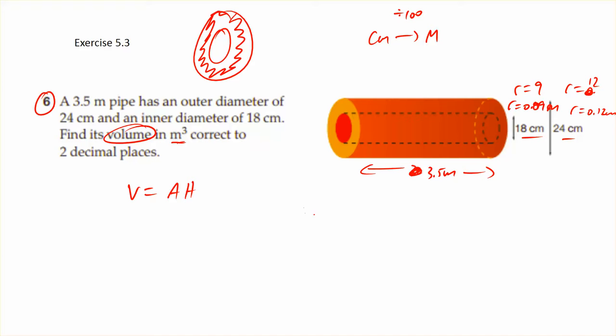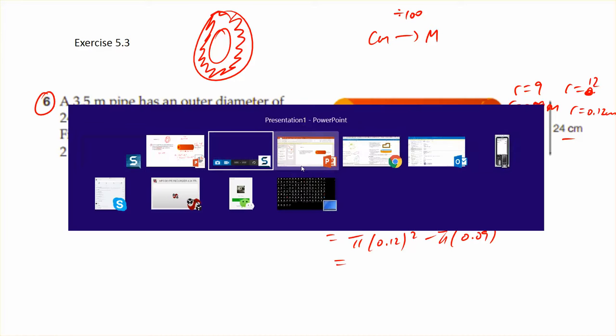Okay, so let's work out what the cross-sectional area is. The cross-sectional area is pi big R squared minus pi small r squared, because it's the bigger circle minus the small circle. So the bigger circle is pi 0.12 squared minus pi 0.09 squared. Okay, so let's work out what that is so that we can plug into the other equation later on.